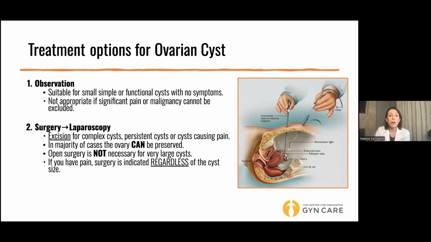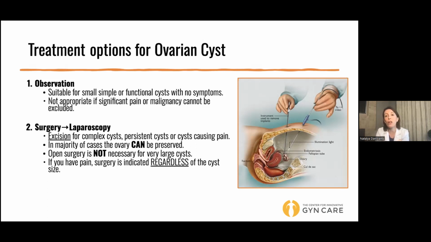All right, so treatment options for ovarian cysts, and I touched on everything as I was going through each one, but just to recap. So observation is suitable for small, simple or functional cysts with no symptoms, right? If you have a functional cyst, we don't do surgery for those because they go away on their own.